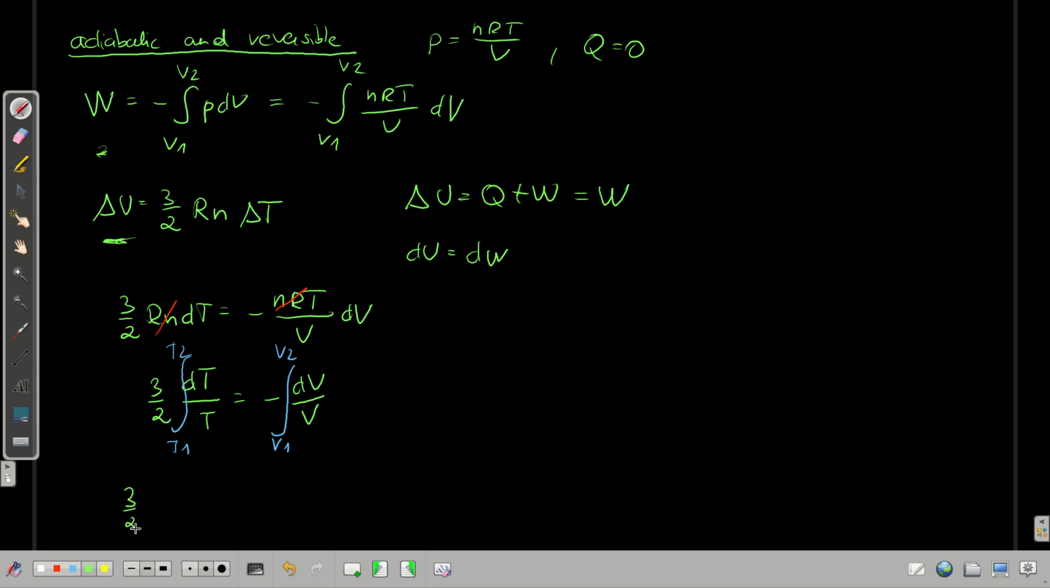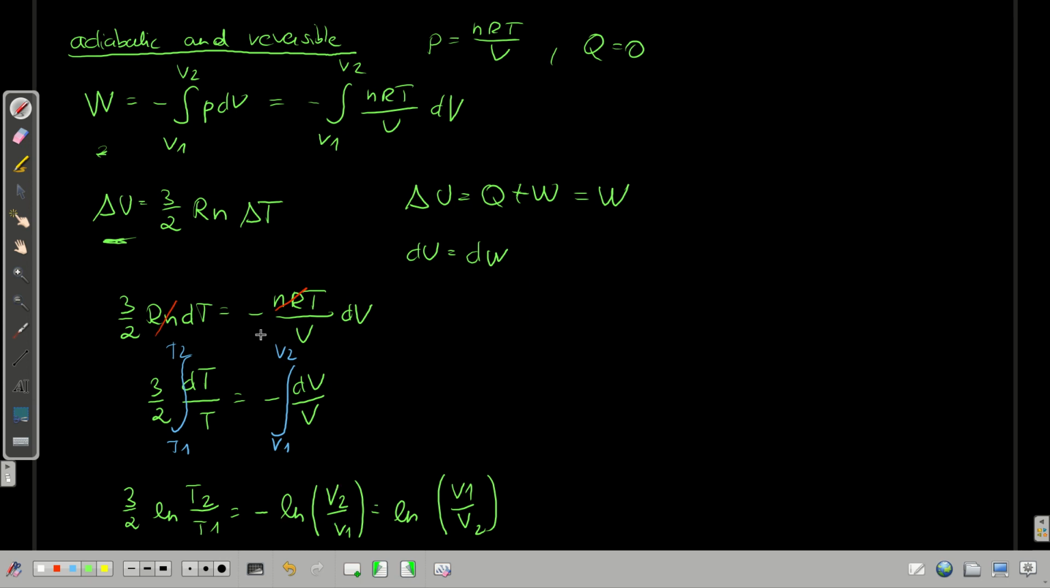Here again we have 3/2 times the natural logarithm of the ratio T2 over T1. This is minus the natural logarithm of the ratio V2 over V1, and by applying the calculation rules for logarithms, this evaluates to be V1 over V2, and the sign changes from negative to positive.